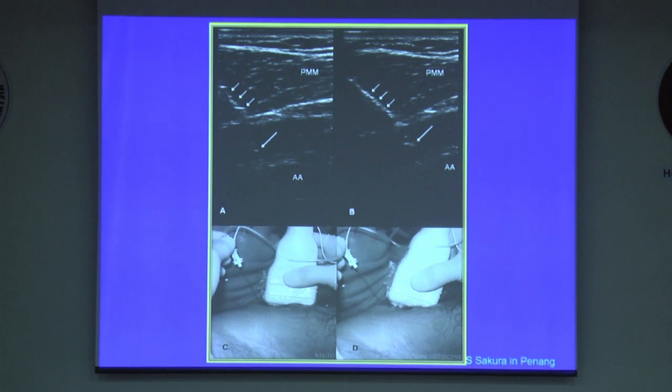These show images during an infraclavicular brachial plexus block. So here, the needle is inserted at a steep angle. With normal technique, the needle shaft and tip cannot be seen clearly. But by using the heeling maneuver here, or pressing the cord end of the transducer more deeply into the patient, you can actually increase the needle beam angle to see the needle better.